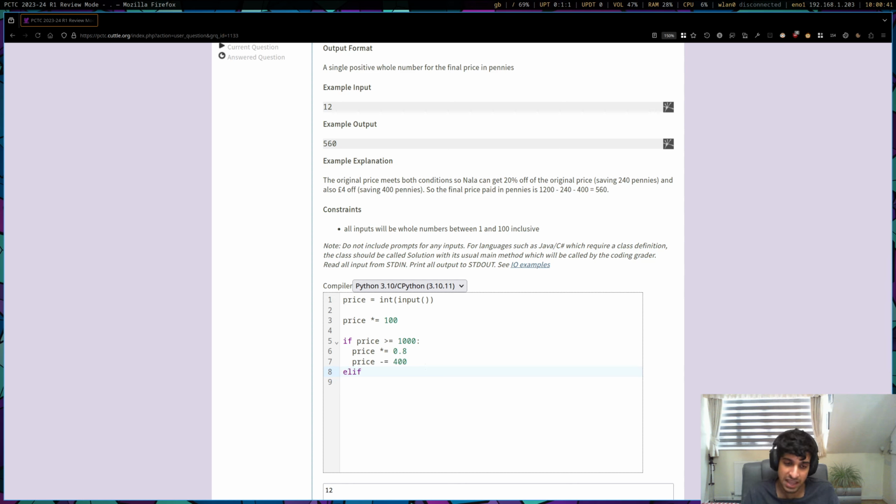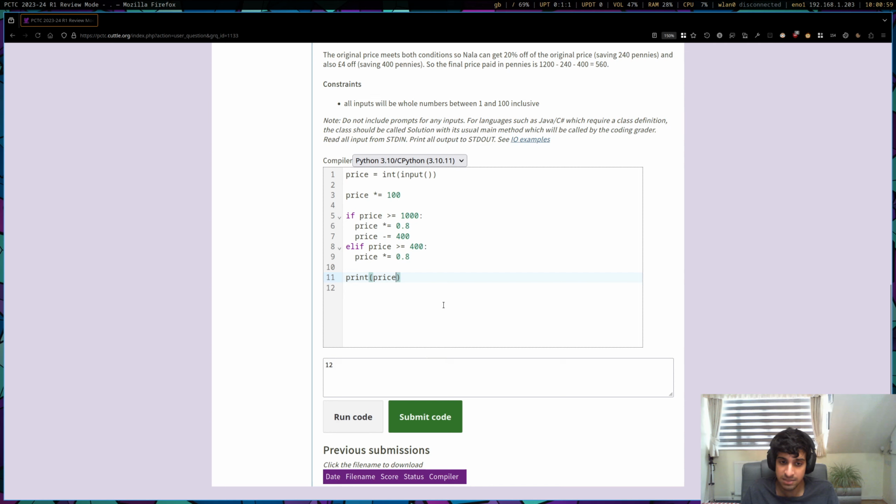Okay, and if the price is not bigger than £10, but it is bigger than £4, which is 400 pennies, then we want to give it a 20% discount, which is just that same thing from above. And if it's neither of these things, then you don't want to do anything with it. Then let's just print off the price at the end.